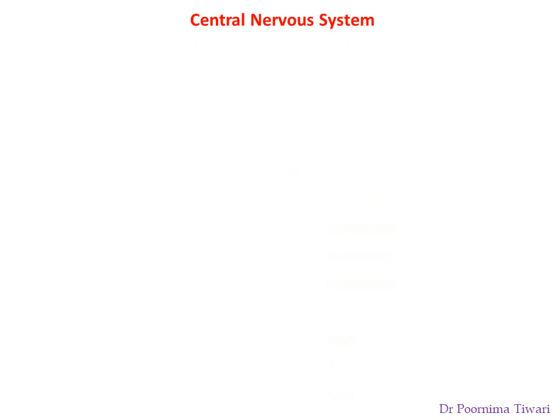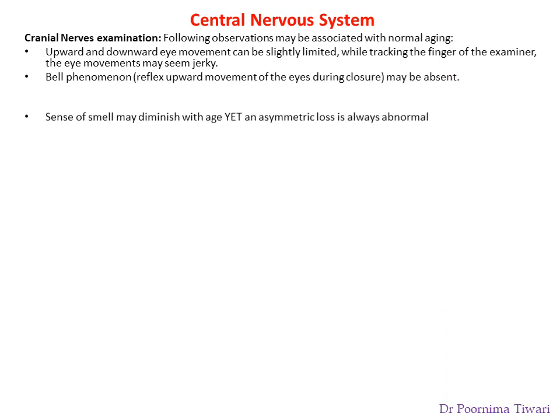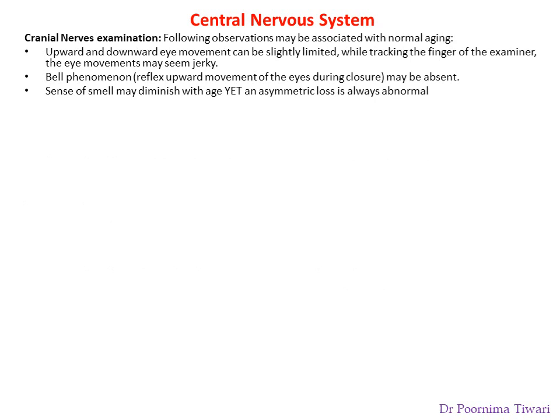Examination of the central nervous system. While examining the cranial nerves, the following observations may be normally associated with aging. The upward and downward eye movement can be slightly delayed, and the tracking of the finger may result in jerky eye movements. The Bell phenomenon may be absent in the elderly. Sense of smell may be diminished with age, but remember that any asymmetric loss of smell is always abnormal.